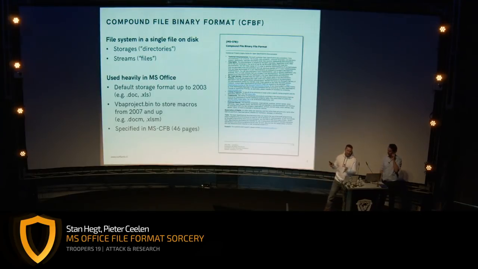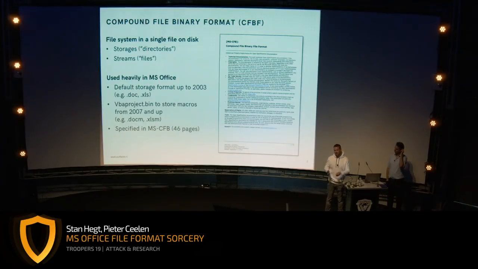So basically what the CFBF format is, it's like a file system in a single file. So there's the concept of directories and files within a single file, but they're called storages for directories and streams for files. And this format is used heavily in Microsoft Office. Actually, up to 2003, all DOC and XLS files were in this format.